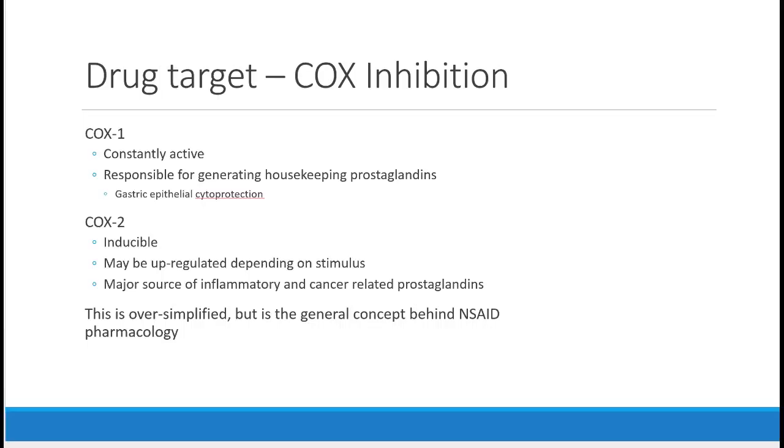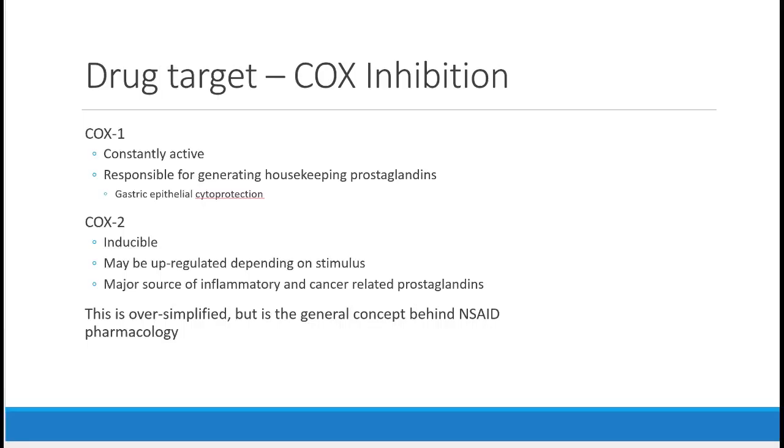So when it comes to NSAIDs, you're looking at inhibiting either COX 1 or COX 2 or both. Most NSAIDs are non-selective for the most part, meaning they inhibit both. And the difference is that COX 1 is basically a constantly active enzyme you have in the body, and think of it as collateral damage when it comes to giving NSAIDs. So COX 1 isn't necessarily a target that really is all that helpful as far as pain management goes.